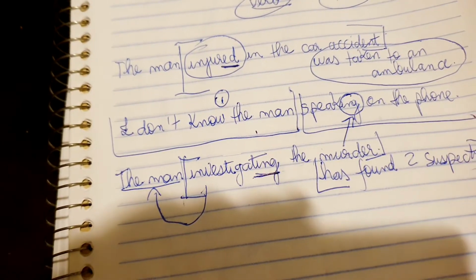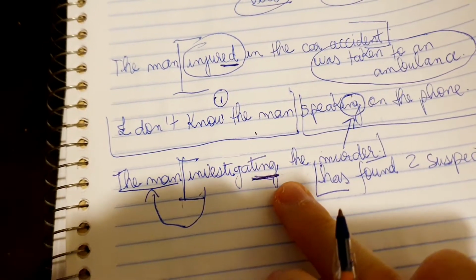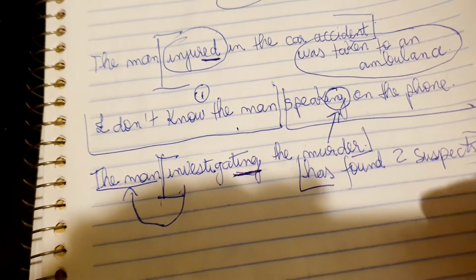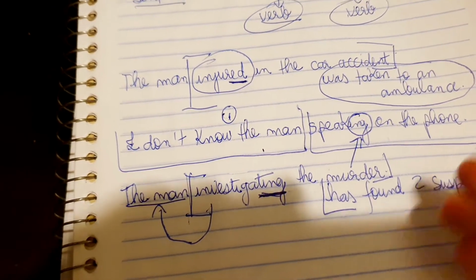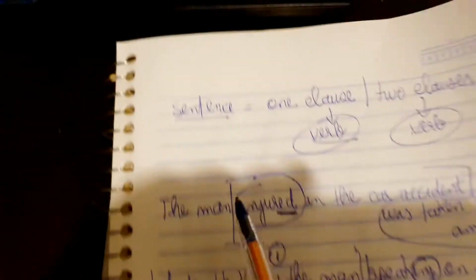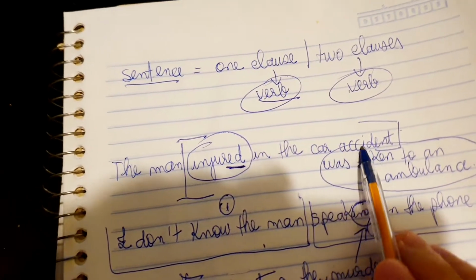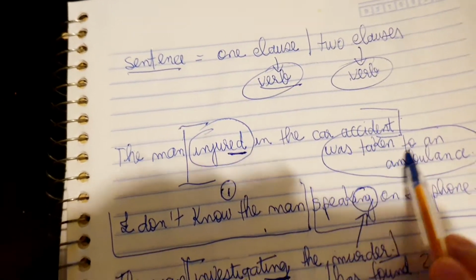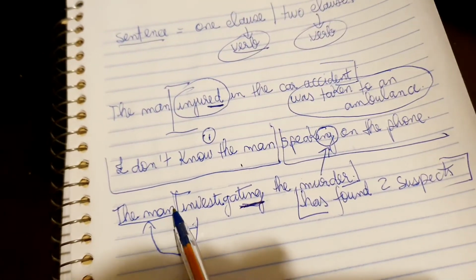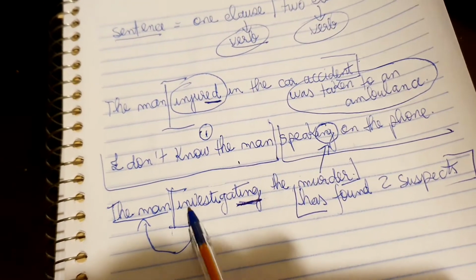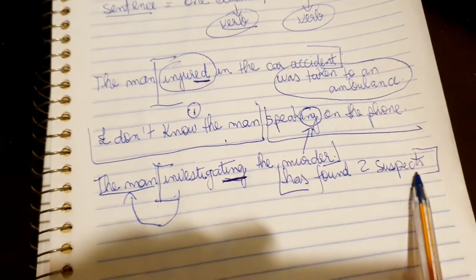So you see, you can use a clause starting with ing as a shortened version of a relative clause which uses who, for example. I could say the man, comma, who was injured in the car accident, comma, was taken to the ambulance. The same applies here. I could say the man, comma, who is investigating the murder, comma, has found 2 suspects.